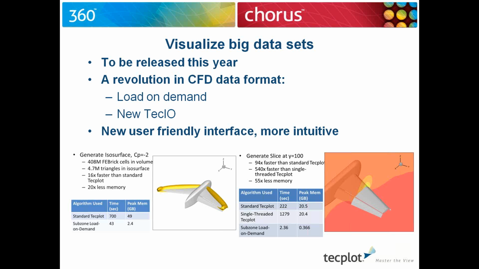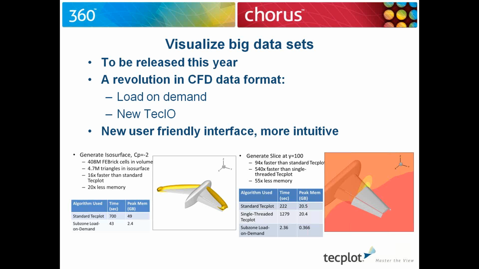Tecplot 360. First, there is a new TecIO, our data format, in which you can declare variables and their values implicitly. So your data files are smaller and way faster to load. The other nice feature is the load on demand technology.